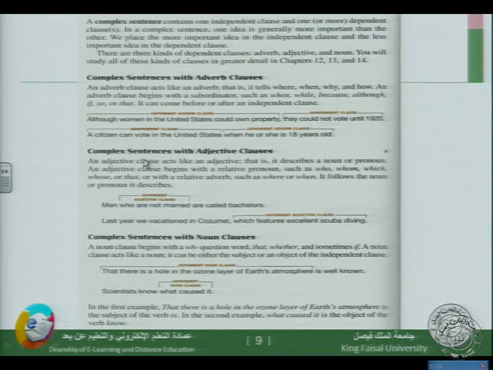We have complex sentences with adverb clause. لاحظوا هاي الجملة. Although women in the United States could own property, they could not vote until 1920. هذا بنسميه subordinating conjunction. Although women in the United States could own property, لو وقفنا هون المعنى غير مكتمل. لازم يكون في عندنا independent clause. They could not vote until 1920. لاحظوا لما وضعنا subordinating conjunction أو dependent clause في بداية الجملة وضعنا في آخرها comma. Okay? So although women in the United States could own property, they could not vote until 1920.